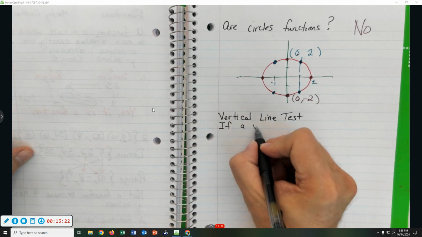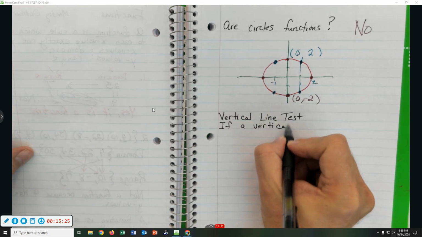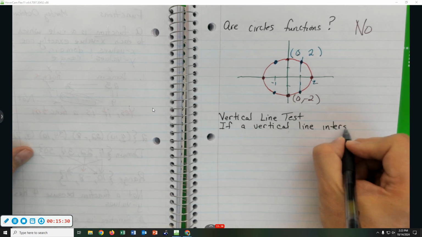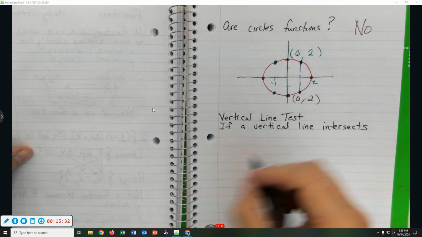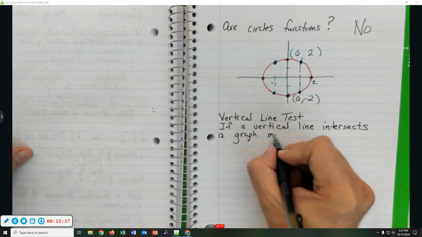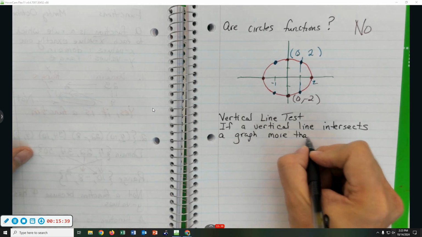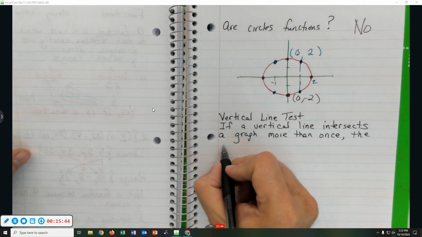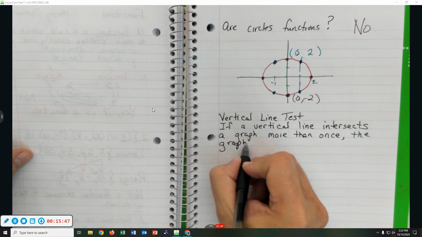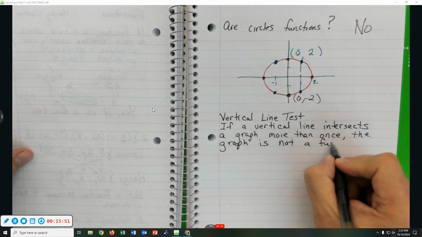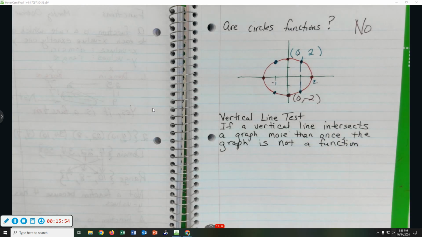If a vertical line intersects a graph more than once, the graph is not a function. Do y'all see why I say that? I always say 2 or more times, but more than once does it, okay?